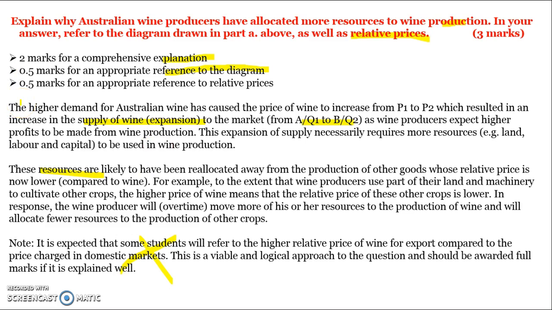The supply of wine increased from Q1 to Q2. This is because producers are profit motivated. Resources that were once used for other areas, for example, their land, their machinery that was used for other crops, will now be converted into wine because it's now relatively more profitable. Resources that were once used for other things are now being used for wine because of its higher price, because of the higher demand. That's what you need to articulate if you get a similar question to this. It's not enough to just say supply expanded. You need to articulate why resources moved.